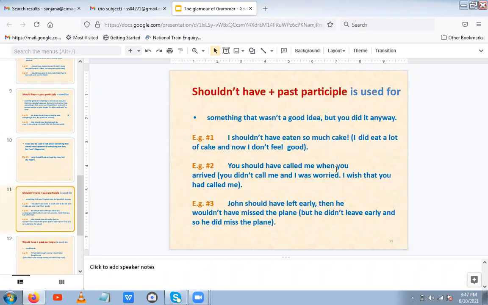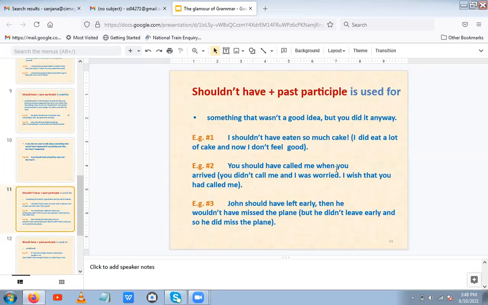Should not have again, नहीं करना चाहिए था, मुझे ऐसा नहीं करना चाहिए था, मुझे ऐसा नहीं बोलना चाहिए था. Something that wasn't a good idea, but you did it anyway. I shouldn't have eaten so much cake. Sorry, I shouldn't have fasted for a long time. I shouldn't have eaten so much cake. I did eat a lot of cake, and now I am not feeling good. I'm regretting it now.